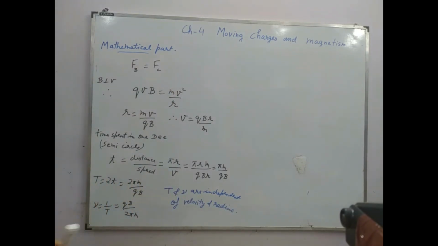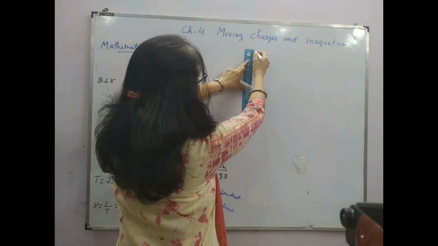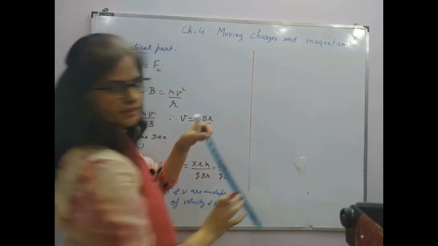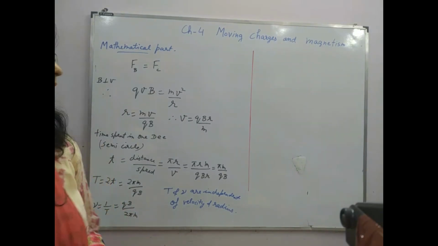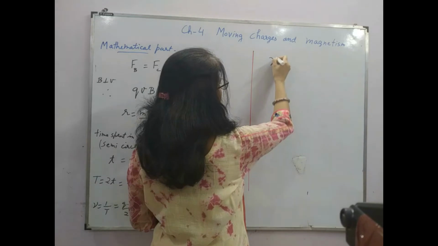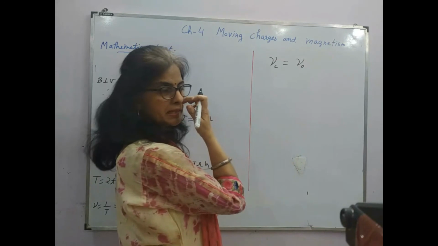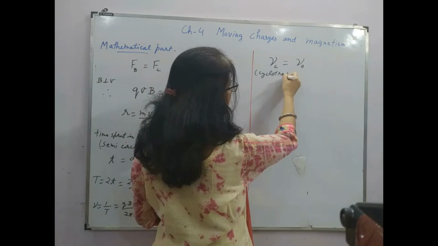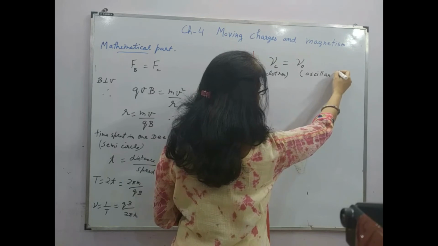Now for this working to be possible, we know that the time coordination between the oscillator and the moment when the particle reaches the gap must be there. What does that mean? That the frequency of the charged particle must be equal to the frequency of the oscillator. So this charged particle frequency is the cyclotron frequency, and this is the oscillator frequency.